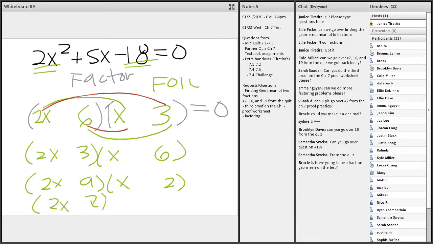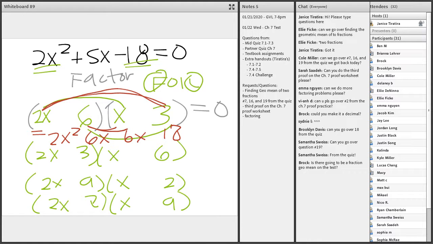Almost, right? So you're like, oh, dang, there's so much. Well, now what we have to check is the outer and the inner, because I already completed first and I already completed last. So if I were to actually distribute out the factors, I would end up with 2x squared. This outer would be 6x, this inner would be 6x, and the last would be 18. And even if I change one of them to negative, these terms will never be 5x. So this is wrong. So then I do it again.